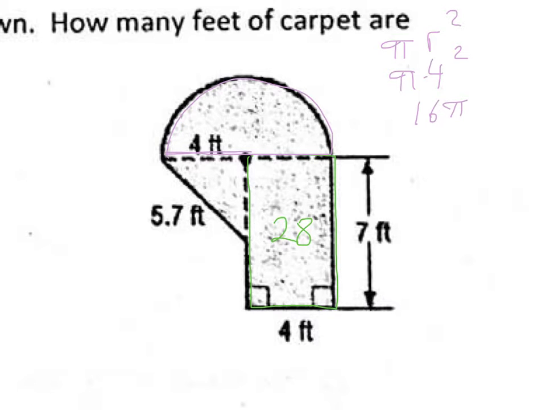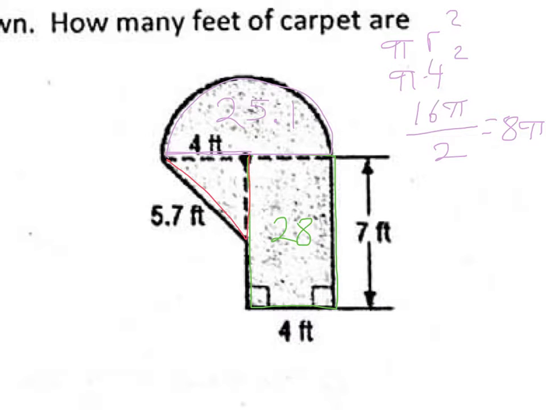But also notice it's not the entire circle. So we're going to take half of that, so we're going to divide it by 2, which ends up giving us 8 pi. And if we find out what 8 pi is as a decimal, 8 pi is 25.1 basically. So the area of that half circle is 25.1.